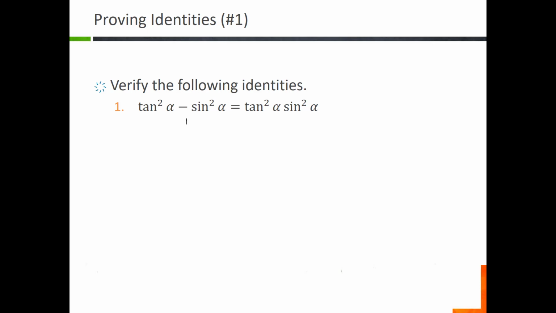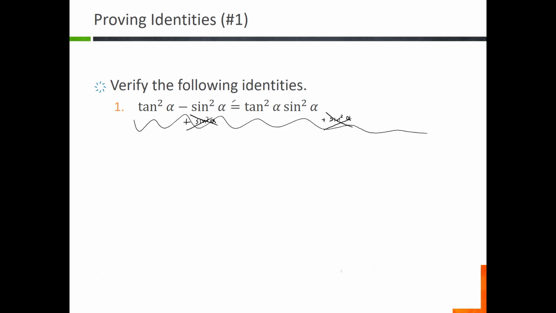So many people are tempted to do this: we're going to add sine squared alpha to both sides. So many people are tempted to do this right off the bat because it looks like an equation. You can't do that. This is not an equation, so we can't do that. So let's just scratch that whole thing out. We have to work with one side of the equation at a time.